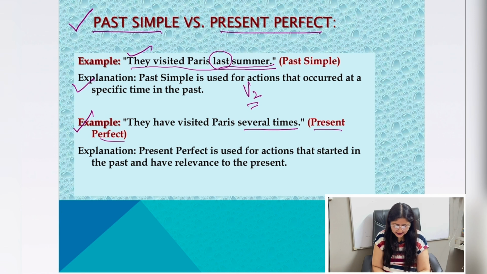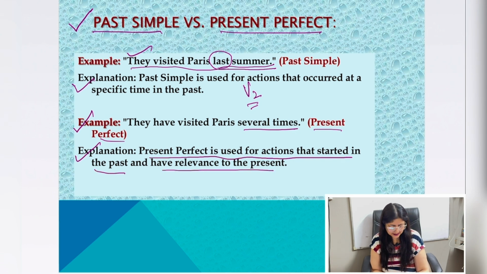So let's see another example. They have visited Paris several times. Okay. So present perfect tense is used for actions that started in the past and have relevance to the present.